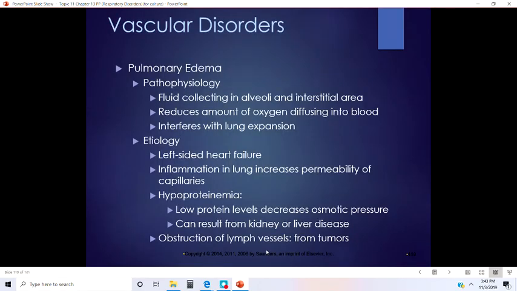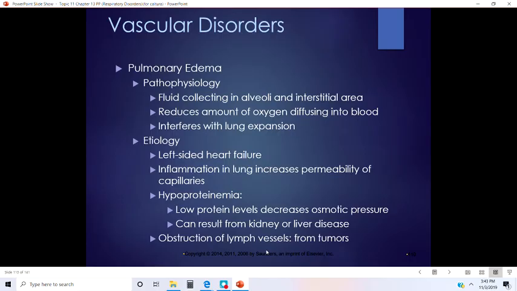Okay, so let's switch over to vascular disorders. We'll take a look at the first one, which is pulmonary edema. And very simply, this is going to be fluid collecting within the alveoli and then the interstitial area, the area between the cells in the lung. And ultimately, if you start to fill the lung up with fluid, it's going to reduce the amount of oxygen that's going to get into the blood.